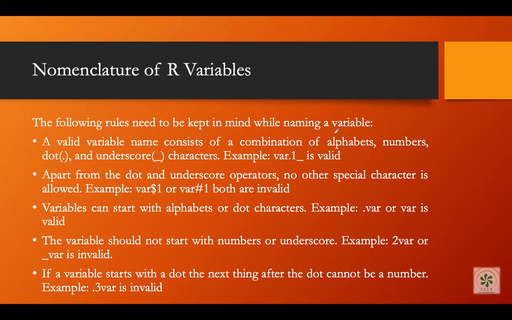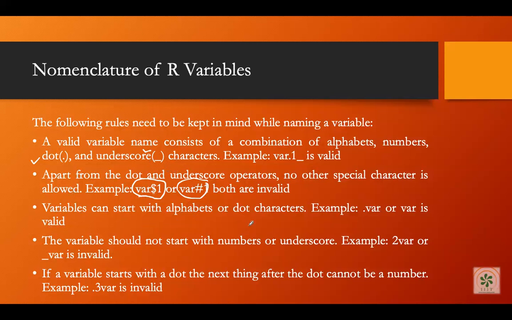Now once we start with the alphabet, and we want to give any special character, we have two types of special character here. One, we can use dot, another we can use underscore. So these two are the special characters we can use along with the variable. Apart from the dot and underscore, no other special character is allowed. So for example, if we have given the alphabet and the dollar symbol, then this dollar symbol is not going to be used, or hash is not going to be used. So any other special character other than dot and underscore will not be accepted.